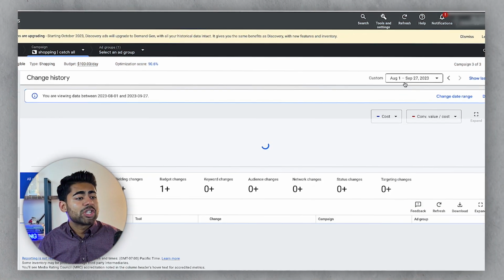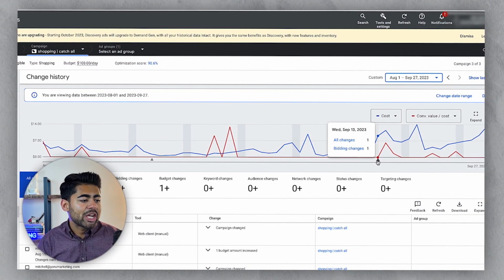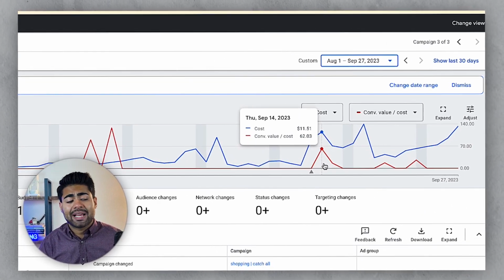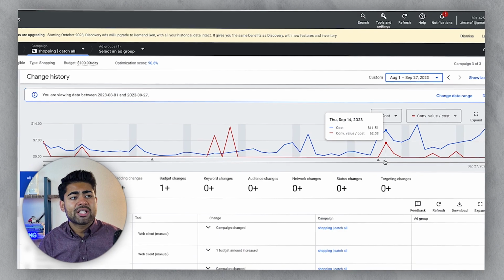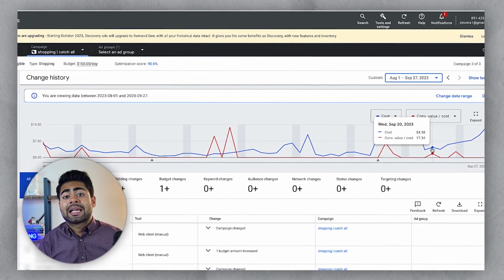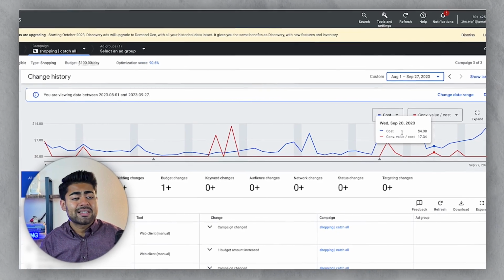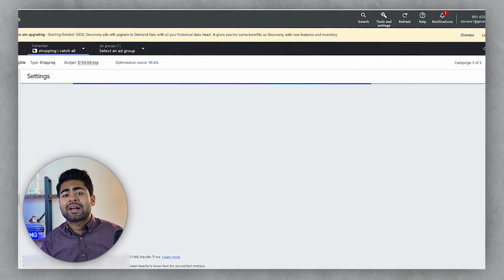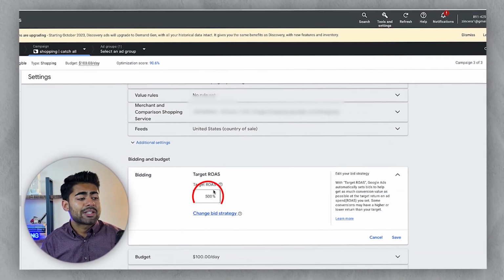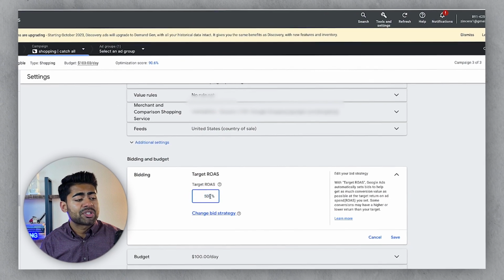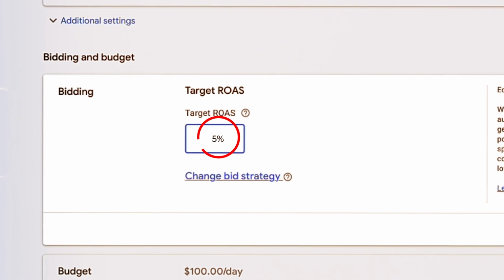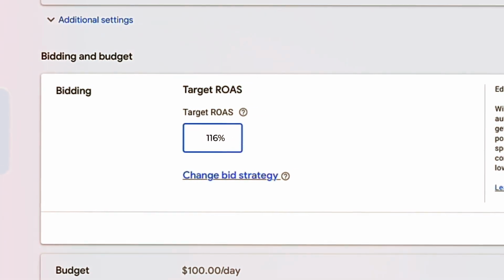If we now look at change history, during this time period, I made the change to the campaign on the 13th of September, and immediately the next day, I was able to get a 62x ROAS. The change has only been done about a few days ago, and that's why the overall results are still coming in and starting to become more consistent. But this is a far better way to run just about any shopping campaign or even a search campaign, which is on target ROAS. As you can see here, I've set the target ROAS percentage to 500%, and that's because we don't want just a small ROAS for this kind of campaign. We want it to be as high as possible.